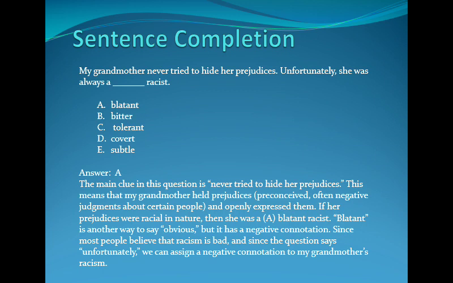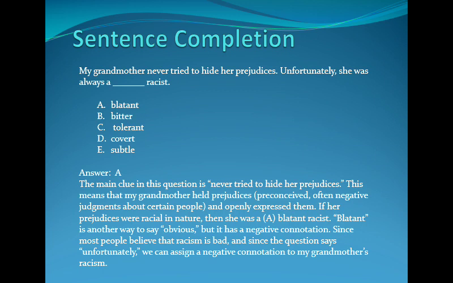As you can see over here, prejudice means bias, that is taking one particular side. So it says that the grandmother never tried to hide her biases. But again, it says that unfortunately she was always a dash racist. Now, racist is a negative word. It's based on caste or color. So, taking a side as a racist is something that the grandmother did. As you can see, the answer that's given over there is blatant.